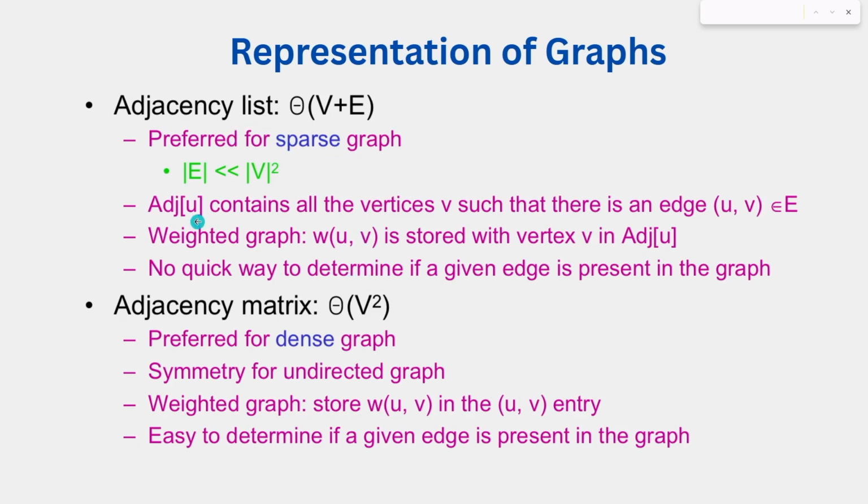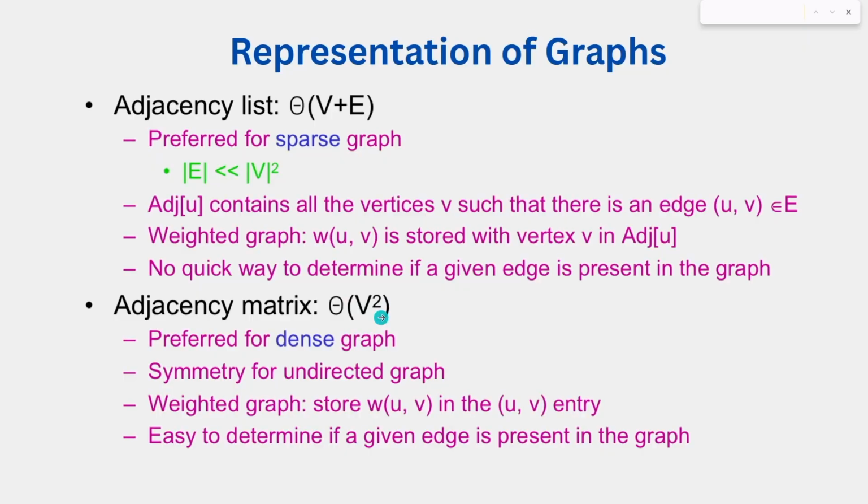Here, the adjacency of u contains all vertices v such that there is an edge u comma v and that edge belongs to the edge set of this graph. We can also make use of an adjacency list for storing a weighted graph. In that case, the weight associated with every edge should also be stored in that linked list, probably in its data part. The only drawback with adjacency list representation is that we cannot quickly determine whether a particular edge is present in a graph or not. It is a bit more complicated than with an adjacency matrix.